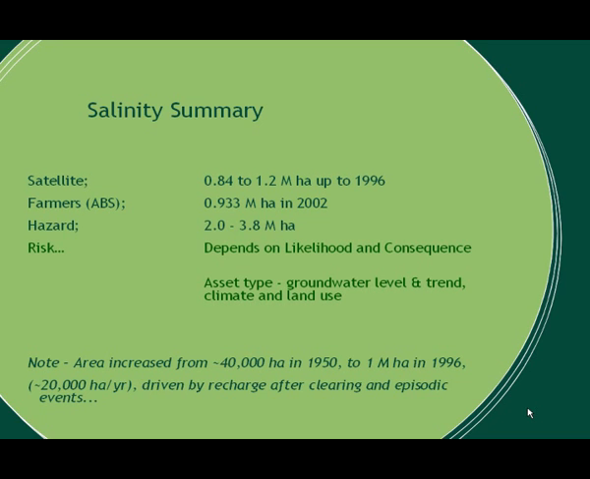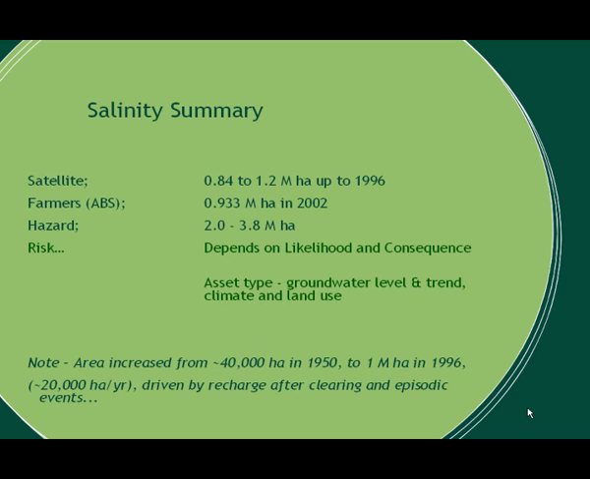So let's just sum up the salinity extent. From our satellite data sets, we've got between about 0.84 and 1.2 million hectares up to 1996, remembering that there are actually no estimates after 1996, and as you saw earlier, we expect the growth to have continued. And while we won't cover it in this particular slide, we believe there's probably between 200 and 500,000 hectares of additional salinity out there. In terms of farmers, the ABS stats report almost 933,000 hectares in 2002, and that's what farmers report back to us. So those numbers between satellite and farmers are pretty similar.